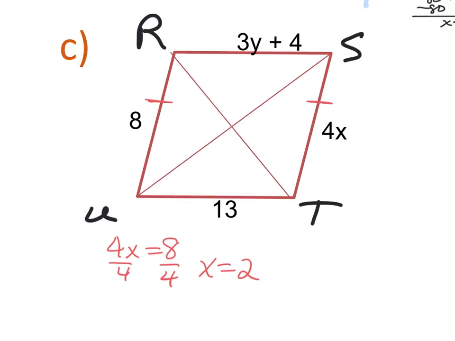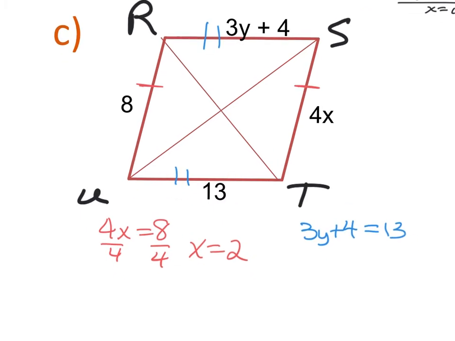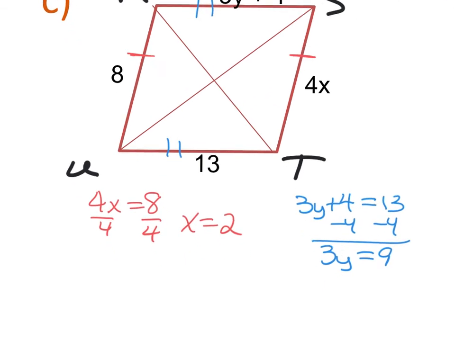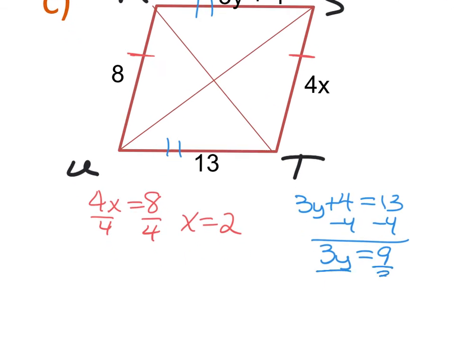And then for the other one, 3y plus 4 is congruent to 13. Solve for y by subtracting 4. Divide by 3. And y equals 3.